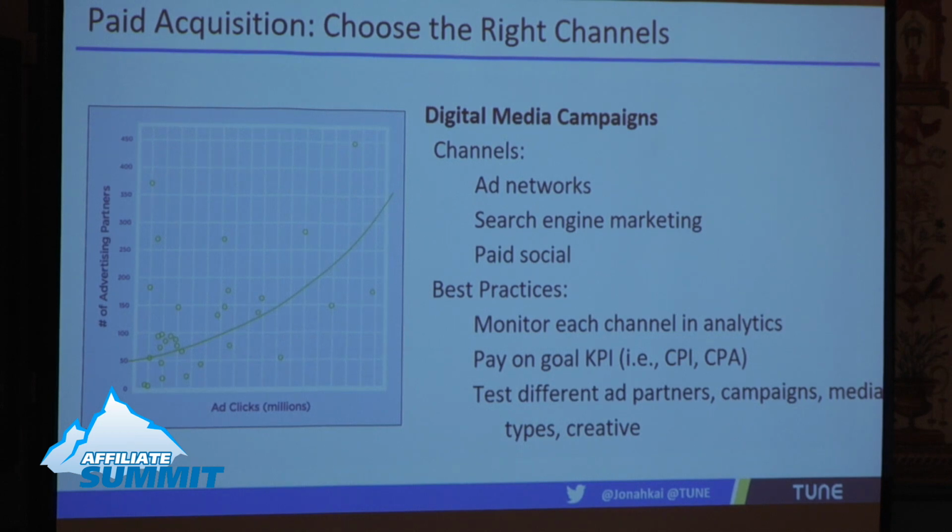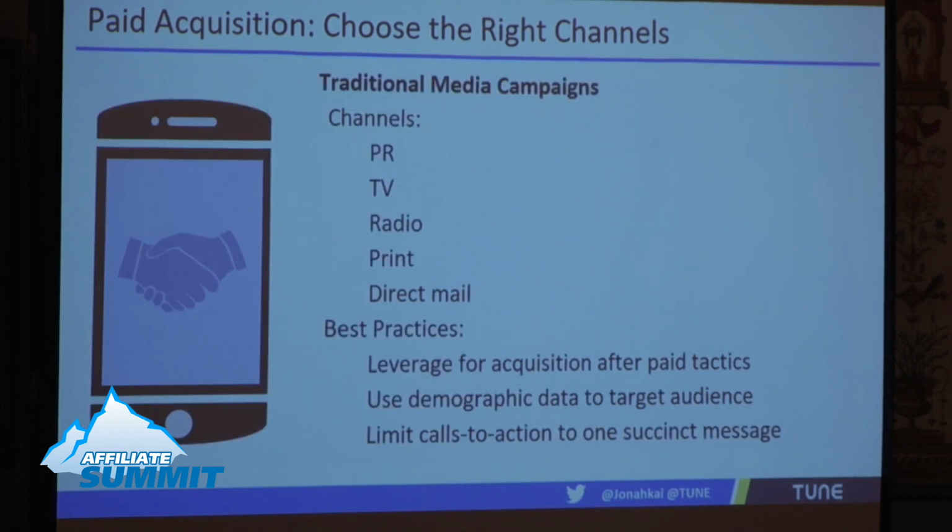So Tune, we measure the ability for you to measure the performance of your campaigns and see how you acquire users. On the supply side, we have HasOffers, which allows you to track and measure the different types of campaigns that publishers and affiliates you're working with are running. Make sure that you're paying on goals if you're an advertiser, or you're working with publishers that have goals. And then test different types of ad partners out there.